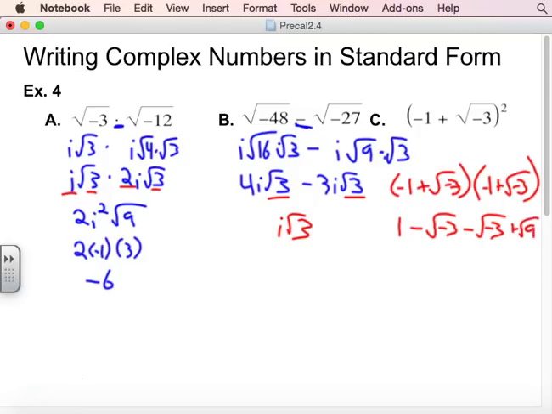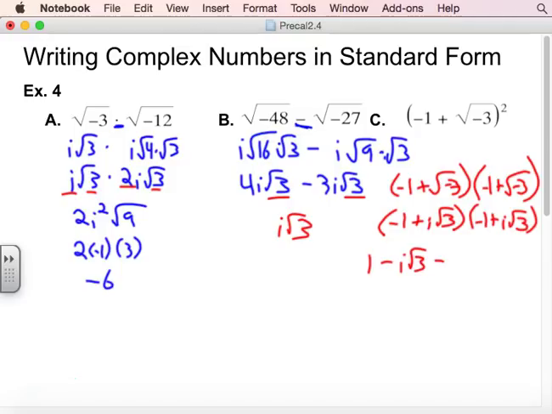All right, but now remember, sorry, let me go back. Let's do it this way. This is the same way we did the first one. So let's change this to negative 1 plus i square root of 3, and negative 1 plus i square root of 3. Okay, so negative 1 times negative 1 is 1. Negative 1 times i square root of 3 is negative i square root of 3. And then another one is negative i square root of 3. Then i square root of 3 times i square root of 3 is i squared square root of 9.